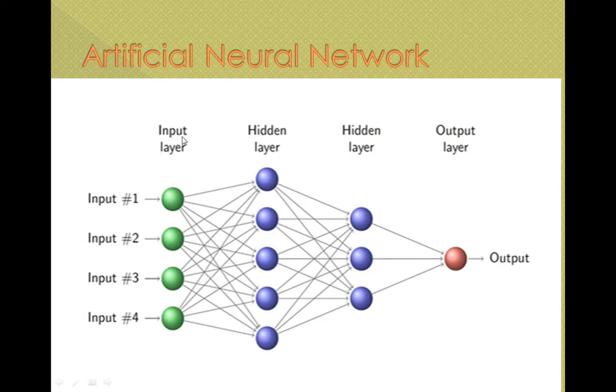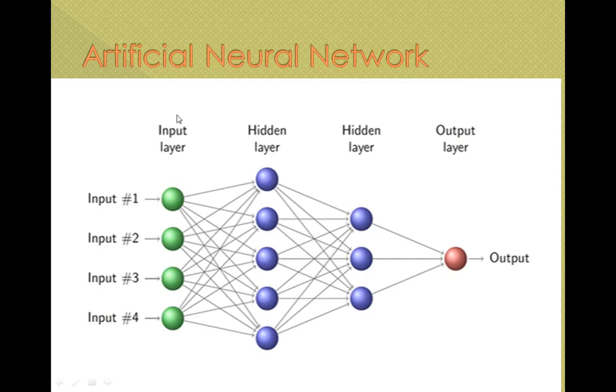Input layer is always one, and it could contain multiple processing elements which are parallel to each other, which function parallelly, and there could be one or more hidden layers in a neural network, and each hidden layer consists of multiple processing elements for the massive processing. And output layer is always one, it could contain single or multiple processing elements.